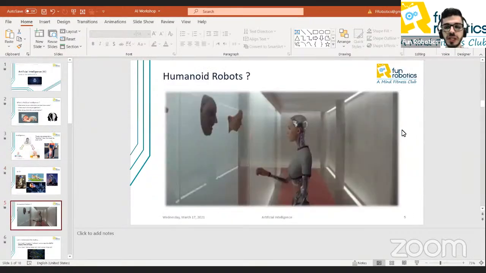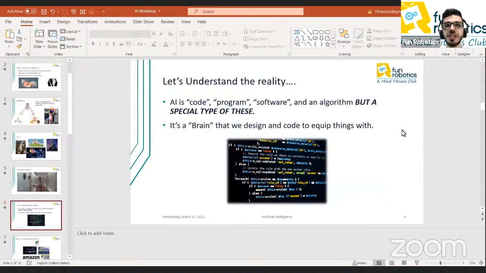Now, another example is humanoid robots. Humanoid robots can represent a human shape and also interaction. But is this the only way that we can define an AI? Actually, that's not correct, because AI is not only robots or machines.